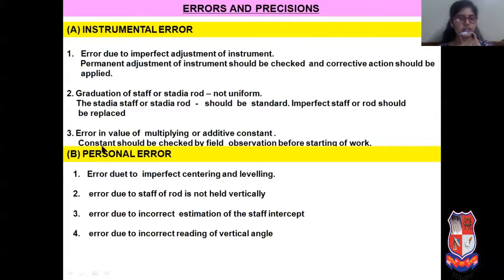The second error is personal error. Personal error means error due to imperfect centering and leveling, error due to the staff or rod not being held vertically, error due to incorrect estimation of staff intercept, and error due to incorrect reading of vertical angle.